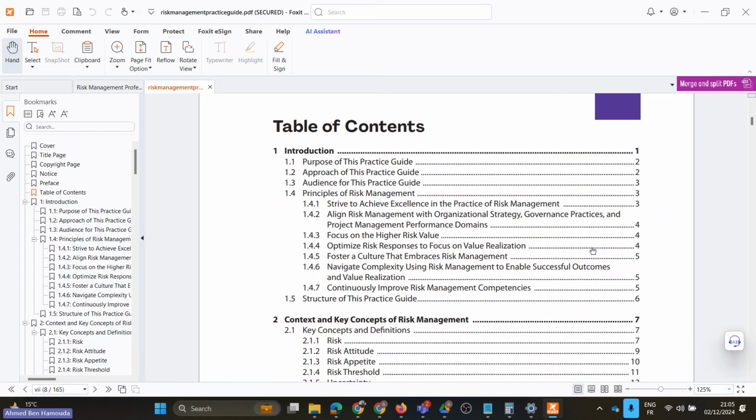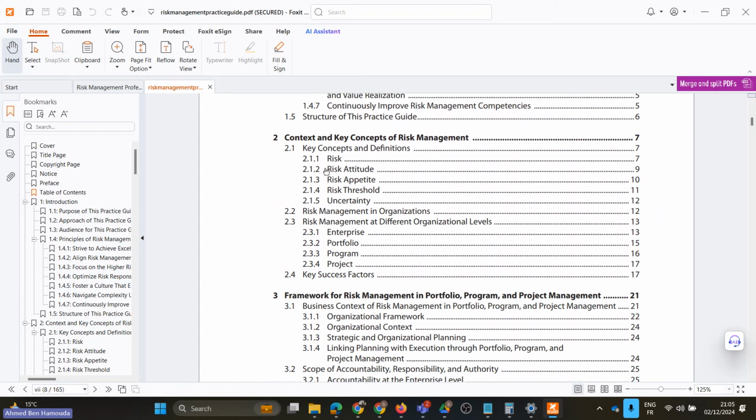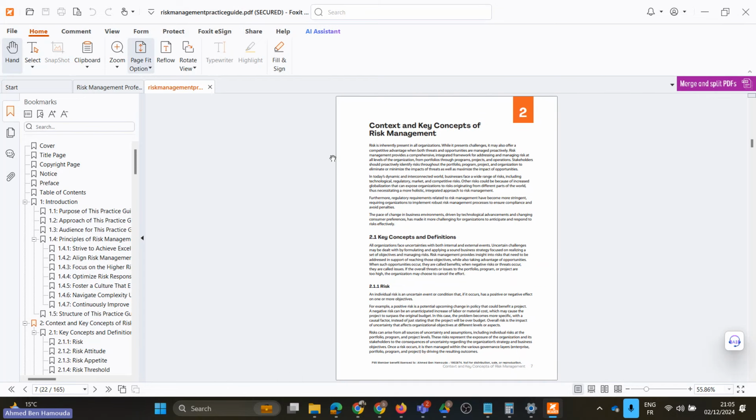Okay. This part of page 4. Fostering a culture that embraces risk management. Navigating complexity. Using risk management to enable successful outcomes and value realization. Continuously improve risk management competencies, quite a good one, through coaching, training, and mentoring. And then we go to chapter 2, the context and key concepts of risk management, like the definition of a risk. Let's go to the definition of a risk.